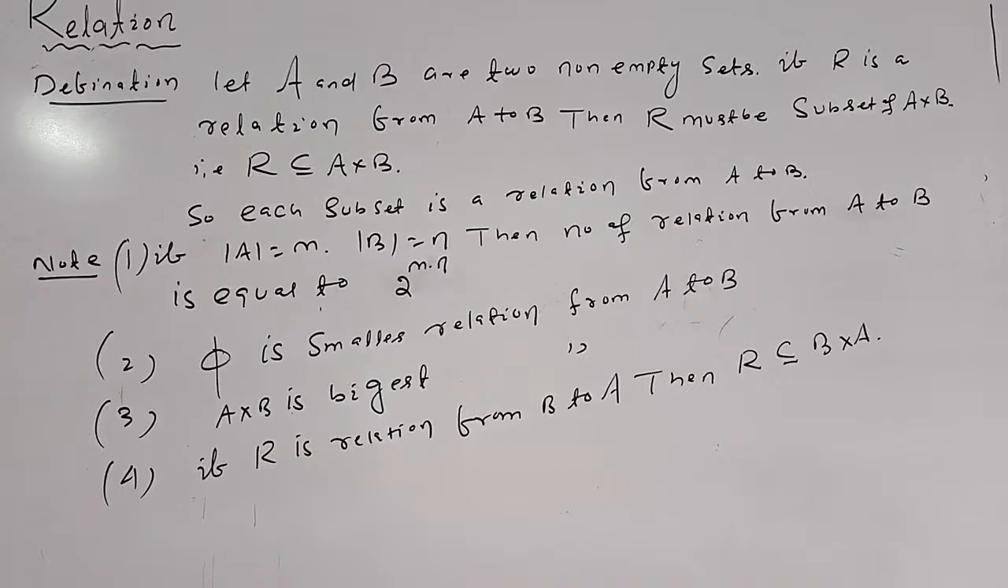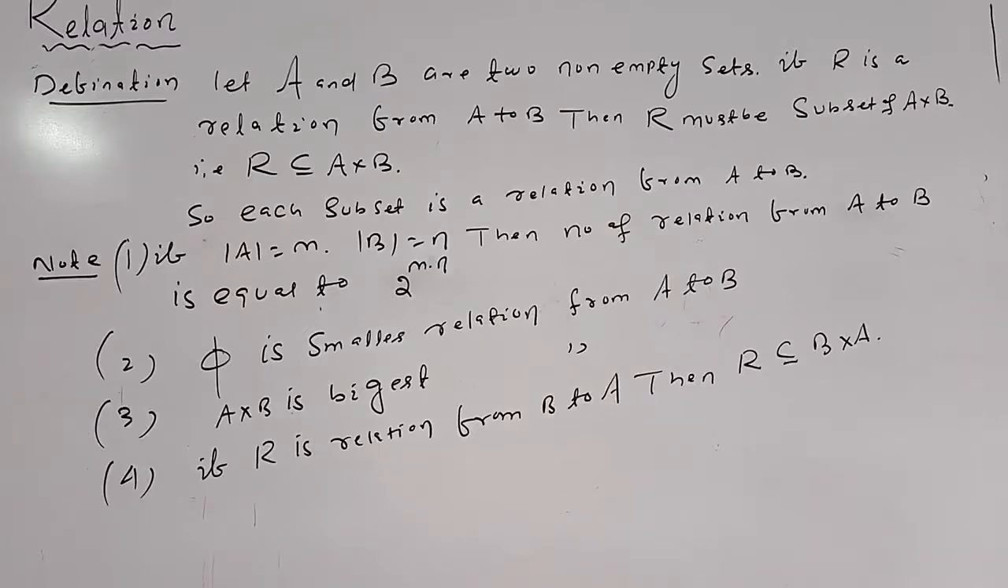Because phi is the smallest subset of A cross B. A cross B is the biggest relation from A to B. Why? Because A cross B is the biggest subset of A cross B. If R is a relation from B to A, then R must be a subset of B cross A. And the number of relations from B to A is equal to the number of subsets of B cross A. And this is also 2 to the power n into m, which is also equal to 2 to the power mn.